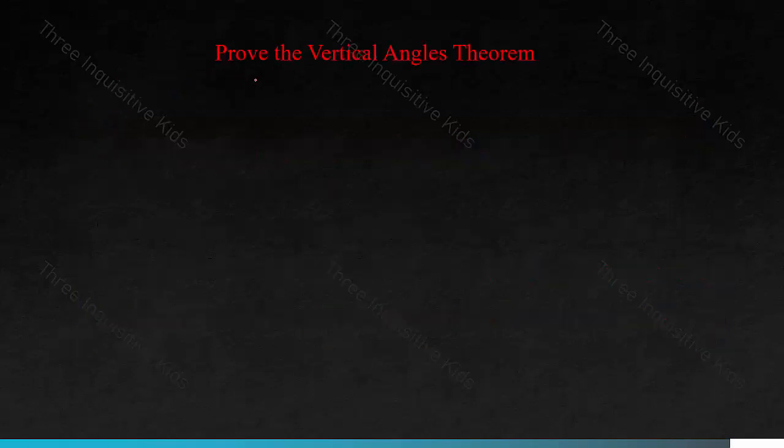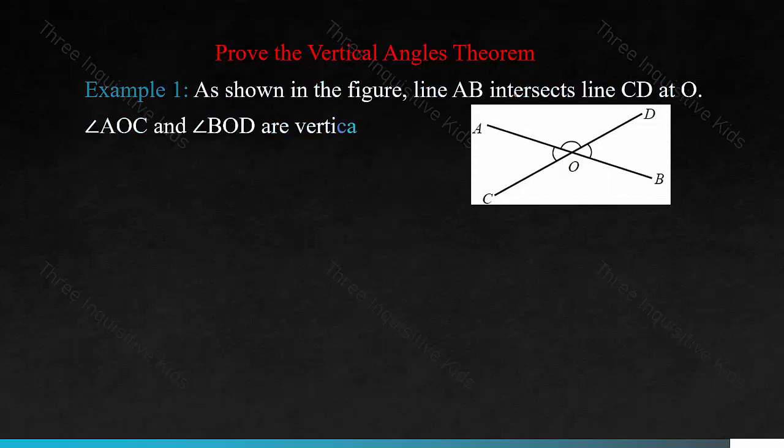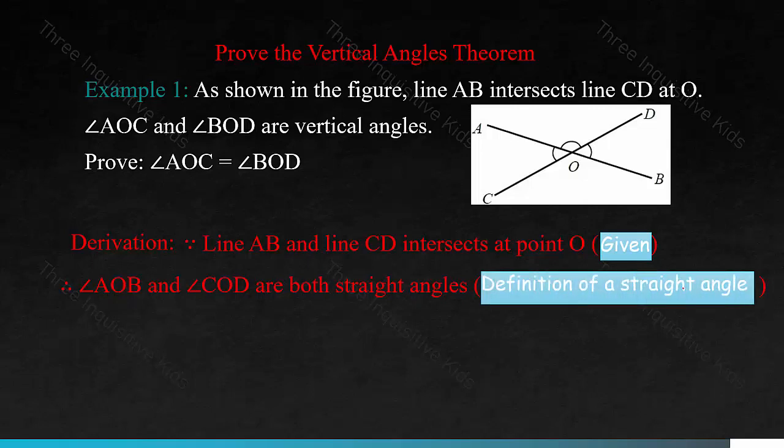Now I want you to prove the vertical angles theorem. Here we have vertical angles. As shown in the figure, line AB intersects line CD at point O. Angle AOC and angle BOD are vertical angles. I want you to prove angle AOC equals angle BOD. So here's our derivation process. Because line AB and line CD intersect at point O, and that's given, therefore angle AOB and angle COD are both straight angles. That's the definition of what a straight angle is.